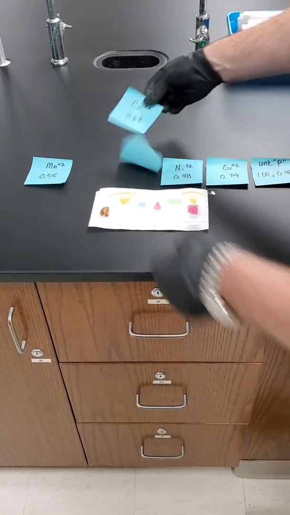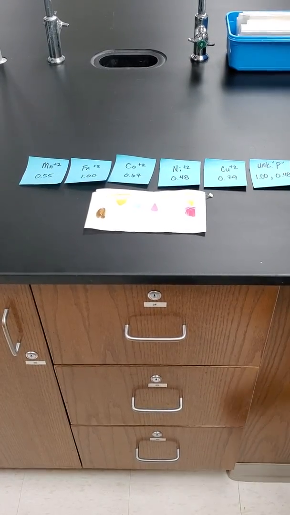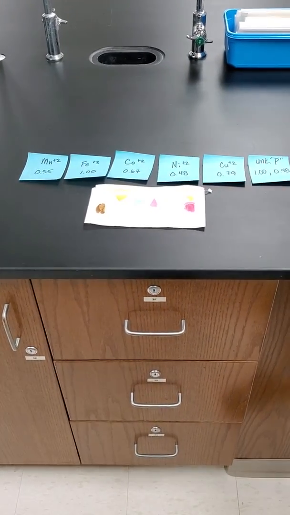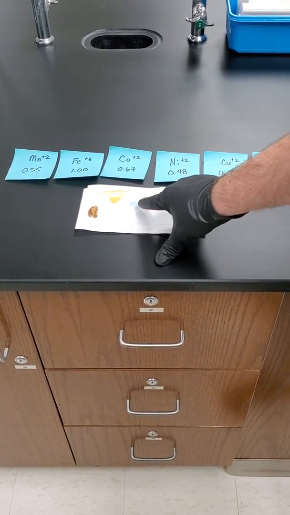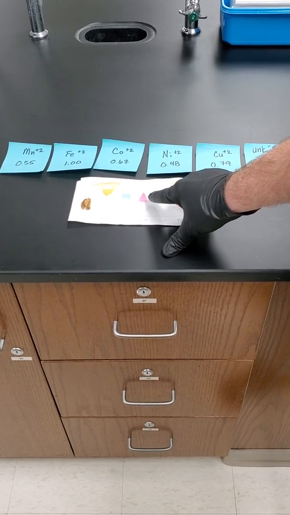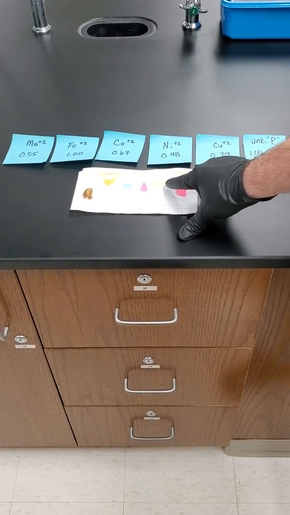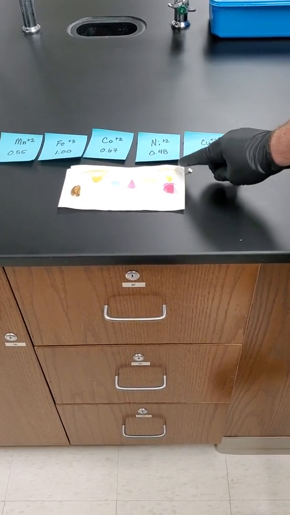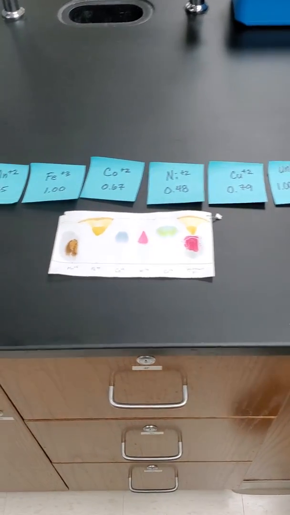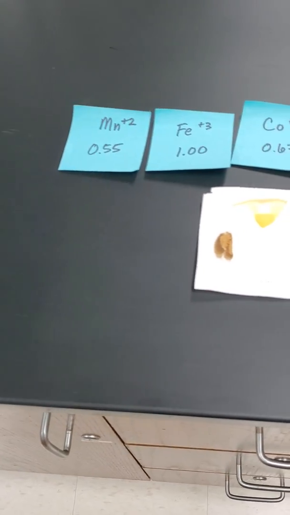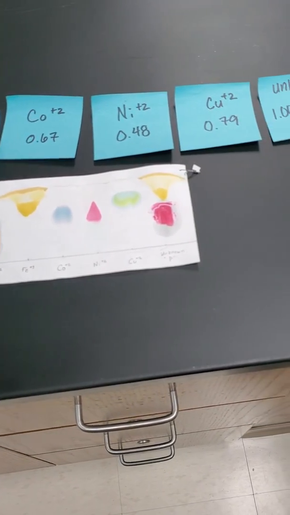Iron, actually second, traveled all the way up, so 1.0. Cobalt traveled about halfway again, or about 2/3 way, 0.67. Nickel about halfway, 0.48. Copper about 3/4 of the way, 0.79. And then we have that 1.0 for the iron match, and then that 0.48 for the nickel match. So all that remains is a couple questions that we'll go over here in a second.